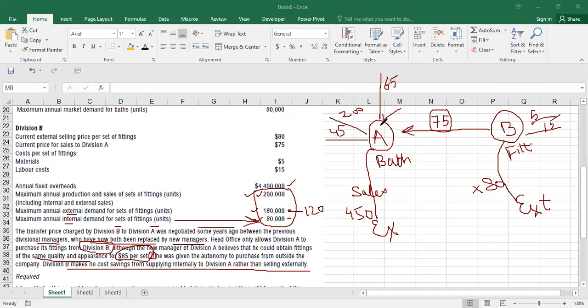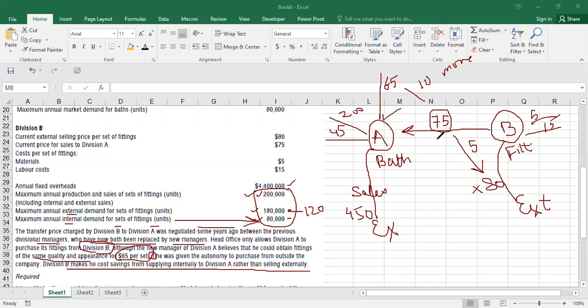So what I understand now, Division A is unhappy because Division A believes that he is paying $10 more. And Division B is also unhappy, because Division B can sell outside 80,000 at the price of 80, but he's selling at 75. So he thinks that he is also making a loss. So with the existing scenario, both parties are unhappy. A thinks that I am buying expensive, and B believes that he is selling cheap. So this is the existing scenario.